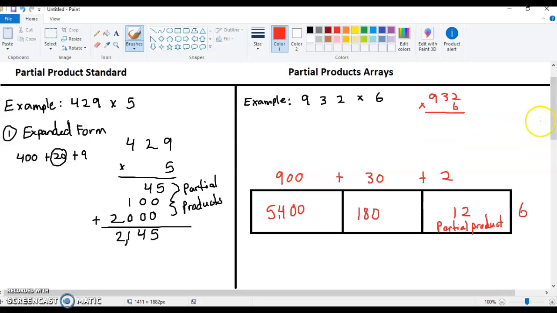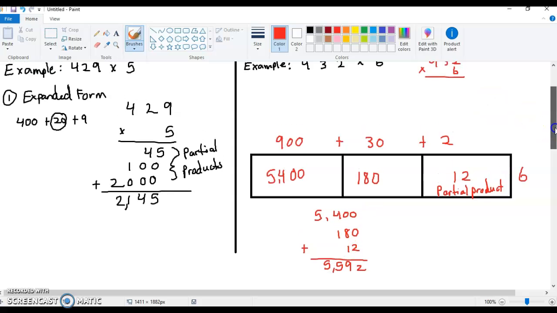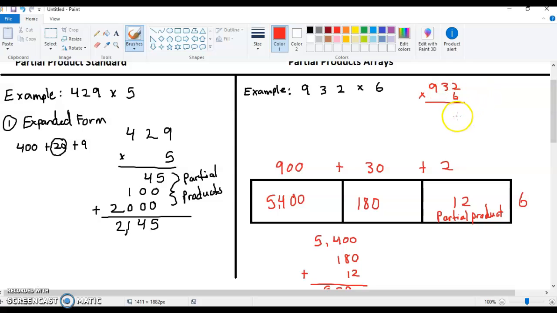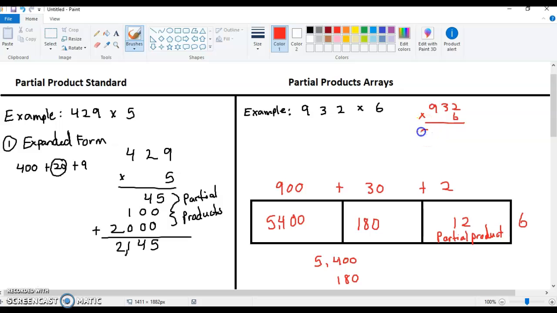So now that I found all my partial products, I just need to add them together. So you take your 5,400, and then you add your 180, and then you add your 12, and you'll get your final product. So 932 times 6 is, let me see again, 5,592. And that's my final product.